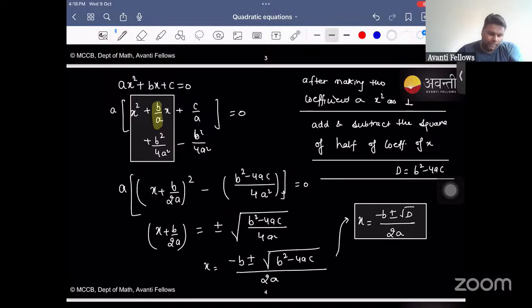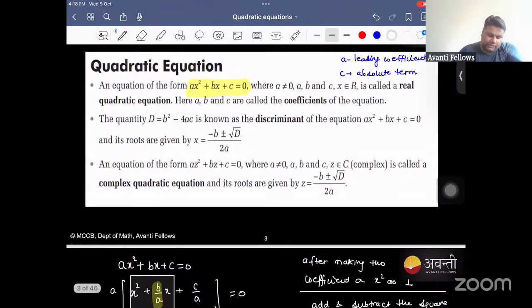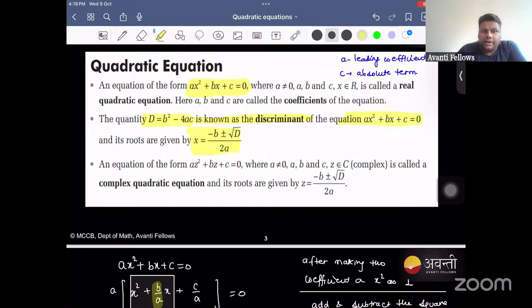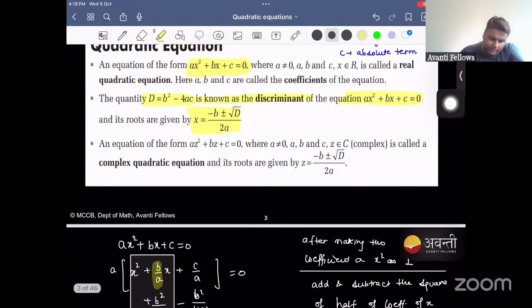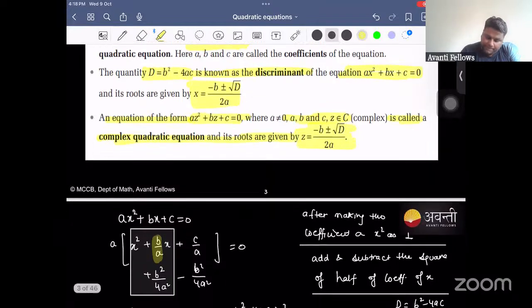All right. Now the quantity b square minus 4ac, which is d, is known as the discriminant of the equation, and its roots are given by minus b plus minus under root d upon 2a, which I also calculated right now. Got it? An equation of the form az square plus bz plus c equal to 0, where a, b, c can be complex numbers, is called a complex quadratic equation, and its roots are given by the same minus b plus minus under root d upon 2a. Am I clear?